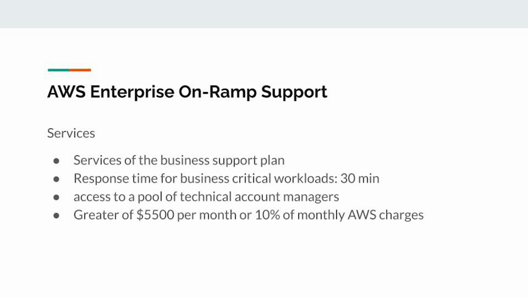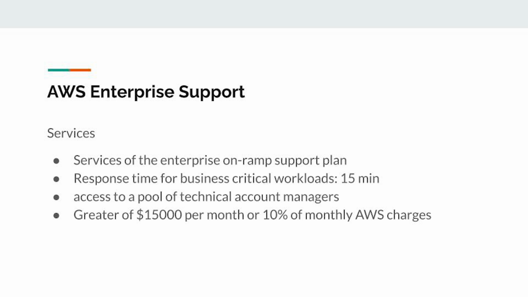The cost is the greater value of $5,500 per month or 10% of monthly AWS charges. AWS Enterprise On-Ramp Support is good for companies running business-critical workloads. Next support plan is AWS Enterprise Support.